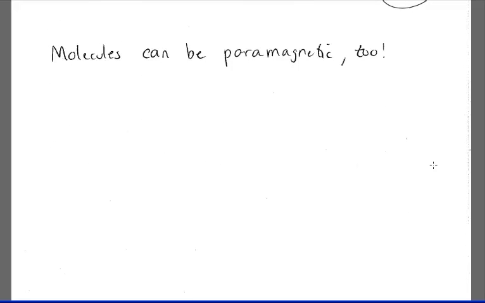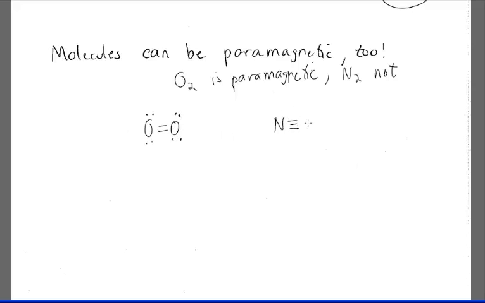So if you look experimentally, you'll find that oxygen is paramagnetic, and nitrogen is not. So we can try to explain that. If we try to explain that using valence bond theory, oxygen has this Lewis structure, and nitrogen has this Lewis structure.